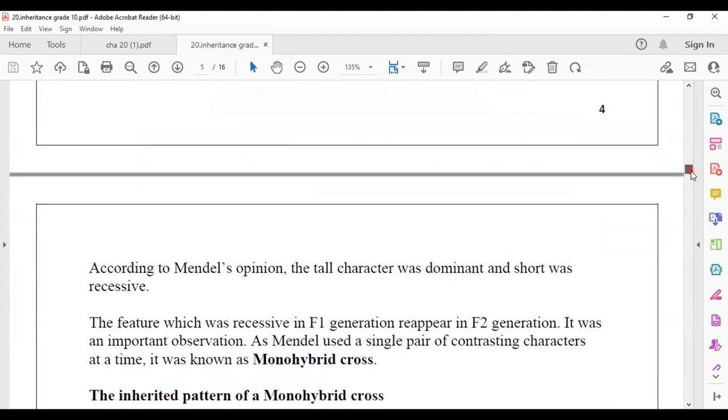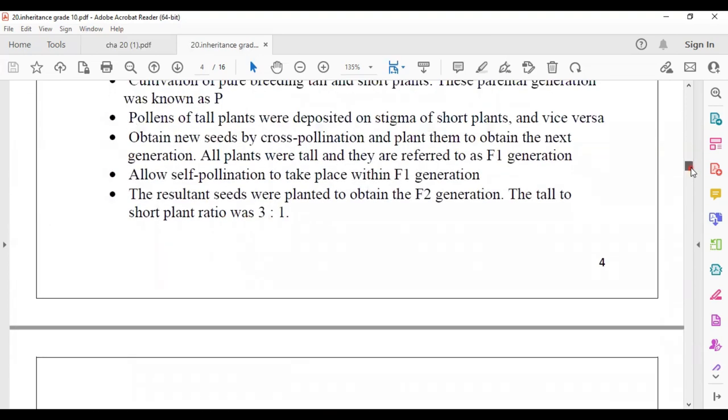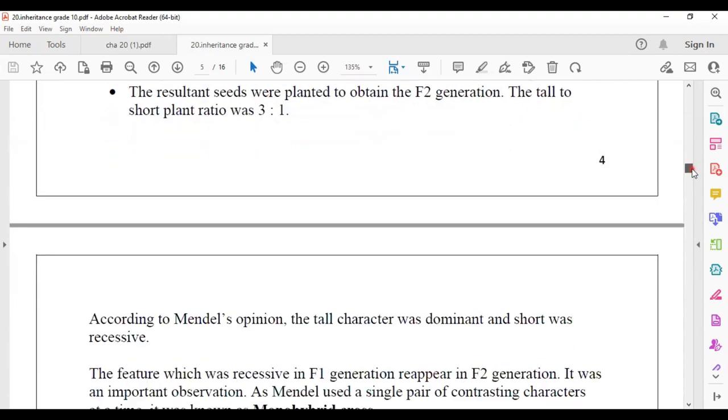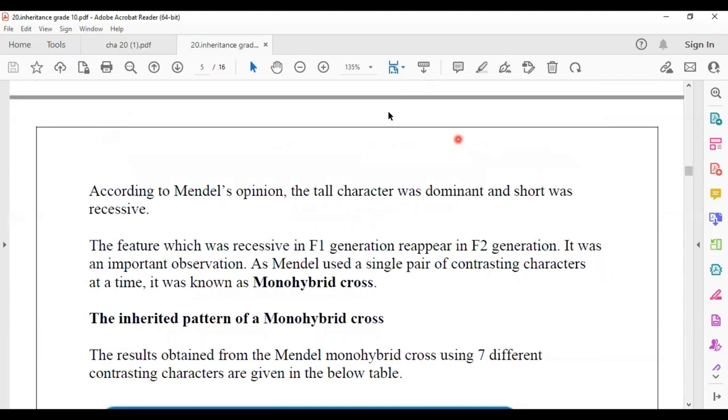And you can see in the F1 generation, all the plants are tall. That is why we can tell tall is the dominant character, because in the F1 generation there is no short plant. So the dominant character can be seen in the F1 generation also. That is one way of identifying the dominant and recessive character. The feature which was recessive in F1 generation reappears in F2 generation. It was an important observation.